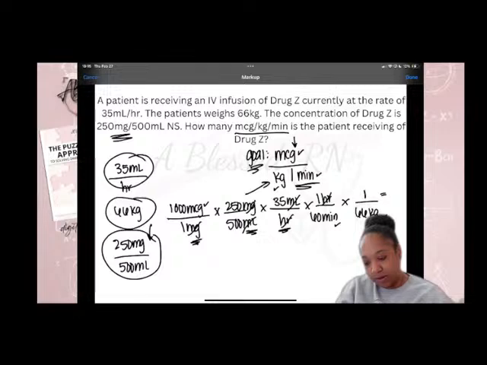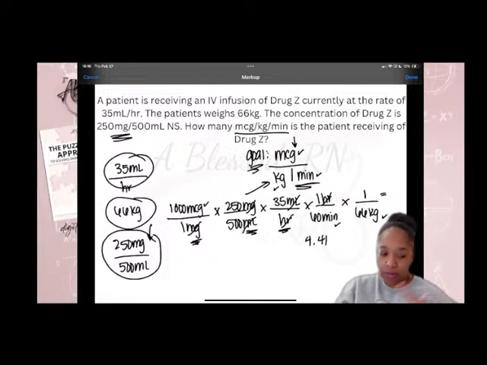All right, so 1,000 times 250 times 35 divided by 500 divided by 60 divided by 66. It's going to be 4.41919119, repeating. So if this asked us to round to the nearest tenths place, what would our answer be?